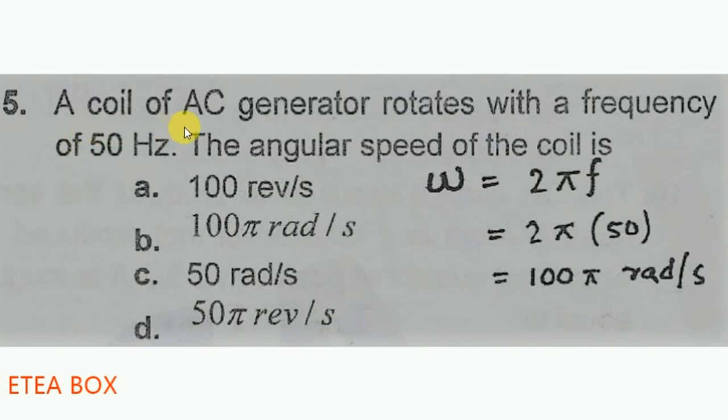A coil of an AC generator rotates with a frequency of 50 Hz. The angular speed of the coil is, so angular speed is equal to 2 pi f, where f is the frequency. So frequency is 50 Hz, so it will be 2 pi 50. So 2 multiplied by 50 will give 100 pi radian per second. So option C is the correct one. Sorry, option B is the correct one, 100 pi radian per second.